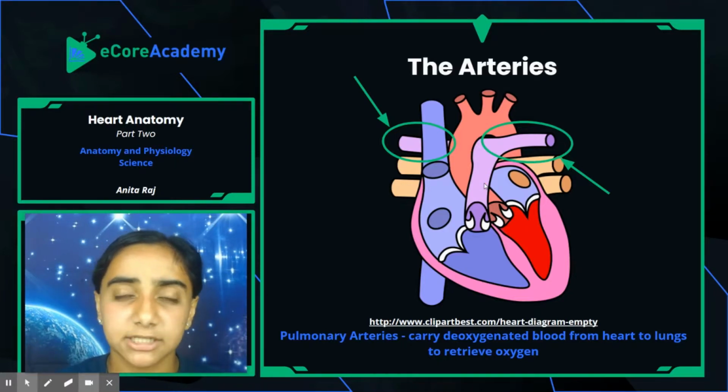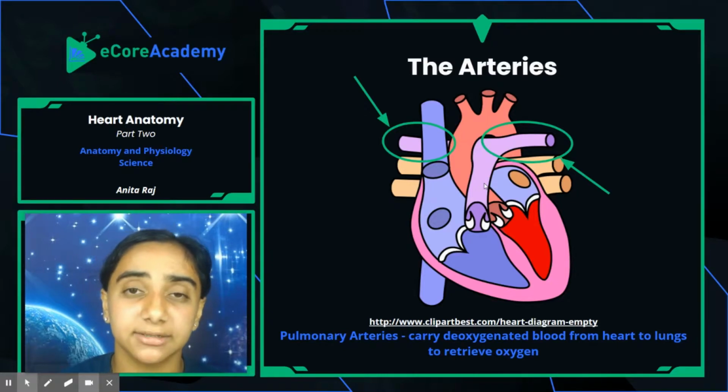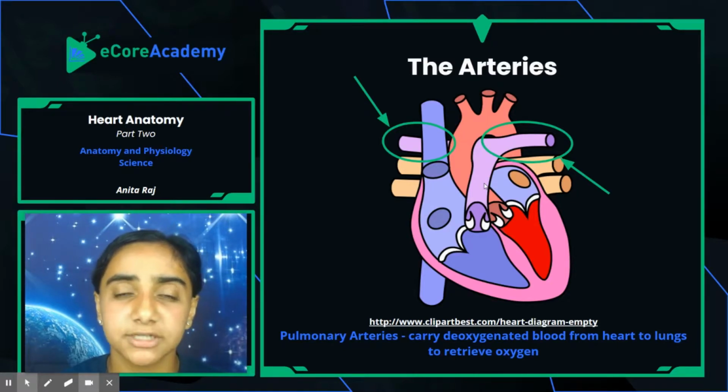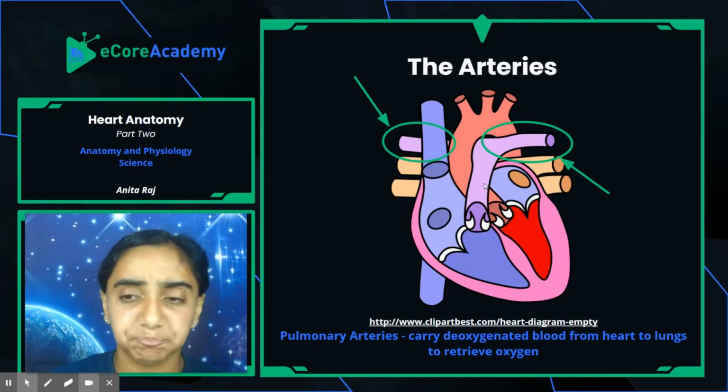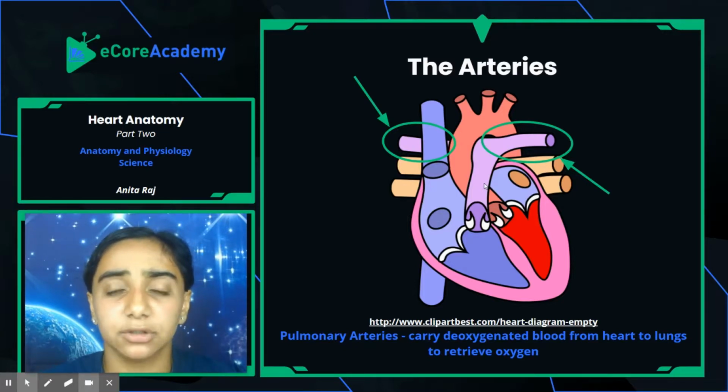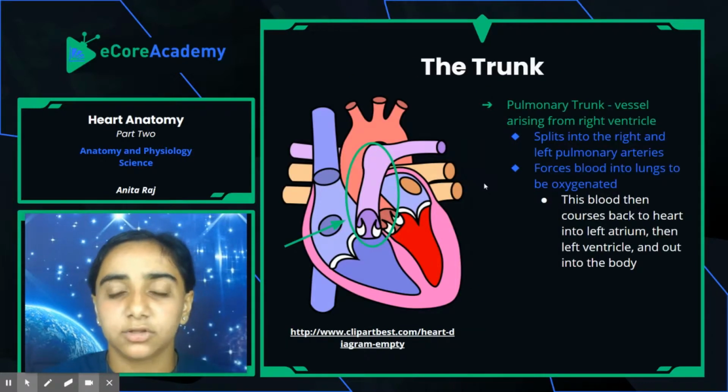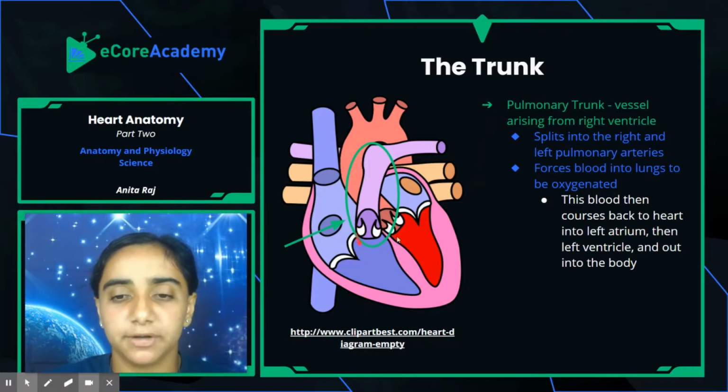This is the only case where you'll be seeing an artery carrying deoxygenated blood. Arteries usually carry oxygenated blood. In this case, it's carrying deoxygenated blood away from the heart and to the lungs. And what happens then is these arteries take the blood to the lungs, and the lungs will get rid of the carbon dioxide in the blood and then give the blood oxygen. So now let's talk about the trunk. This is the pulmonary trunk right here. It's a vessel arising from the right ventricle. So it's connected to the right ventricle and coming off the right ventricle.